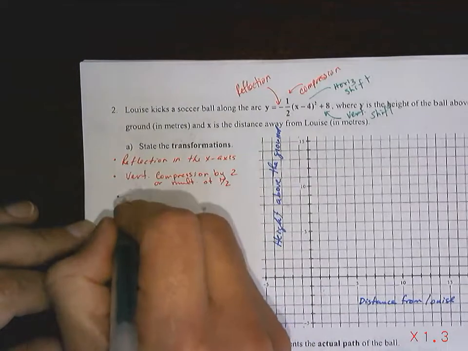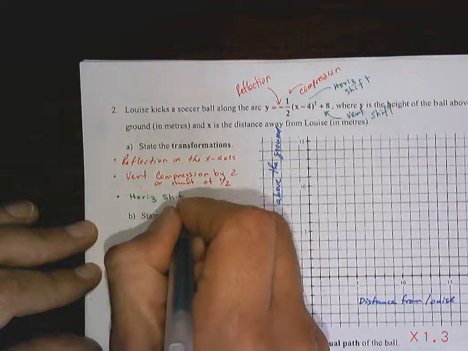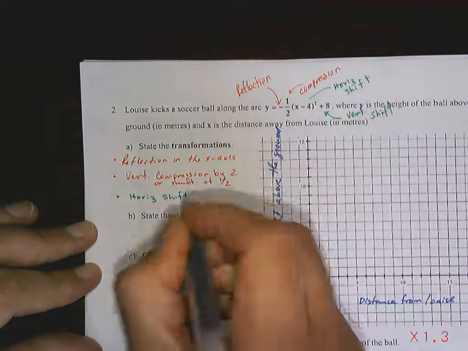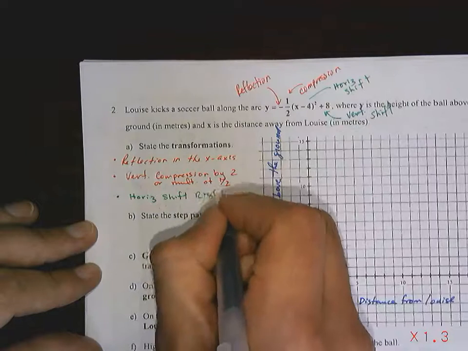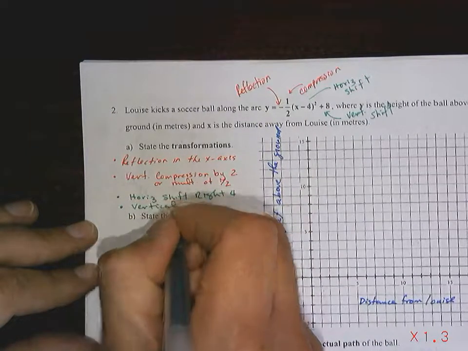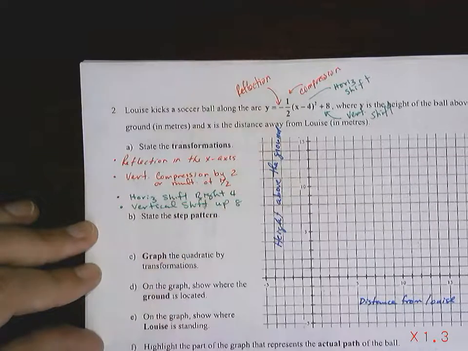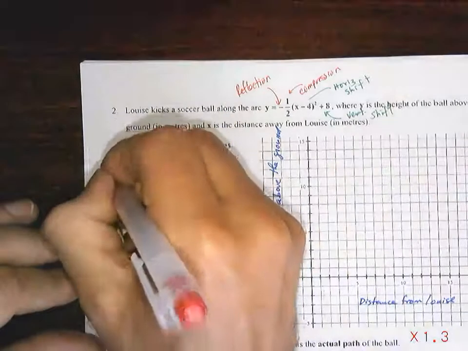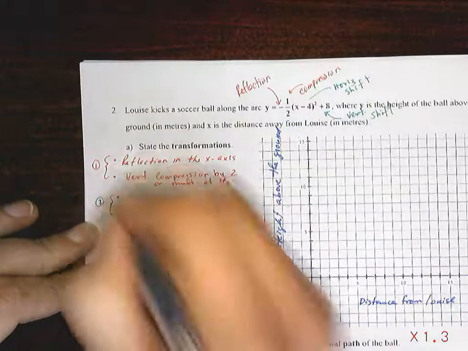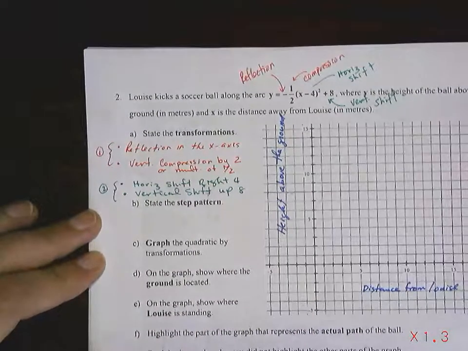Then you have a horizontal shift to the right or to the left, to the right or to the left, come on, to the right, 4 units. And then you have a vertical shift up 8 units. And those 2 must come before these 2, otherwise you will not get full marks and you will be sad.